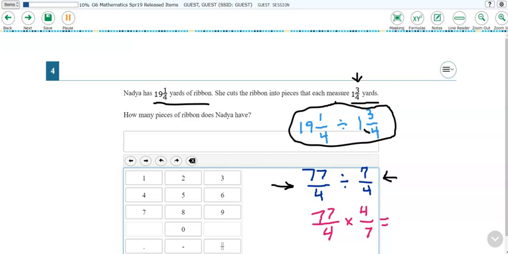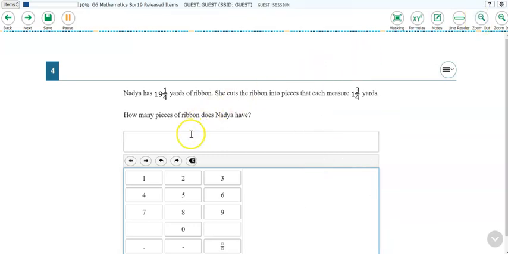And the students have seen this over and over. To solve this one, you keep the first one, you change the division sign to a multiplication sign, and you do the reciprocal, or you flip this one. At this point, you can cross reduce. I see that 7 goes into 77 11 times. 7 goes into 7 once. 4 goes into 4 one time. 4 goes into 4 one time. So it's really not that bad. 11 times 1 is 11. And 1 times 1 is 1, which is basically just 11. So the answer to this one would be 11. That's what you would put in there.